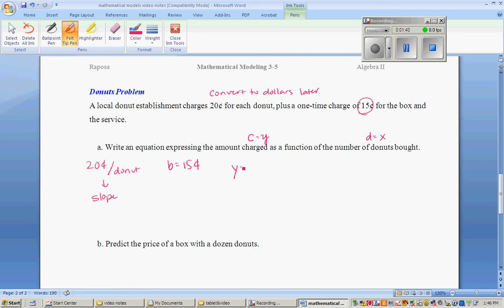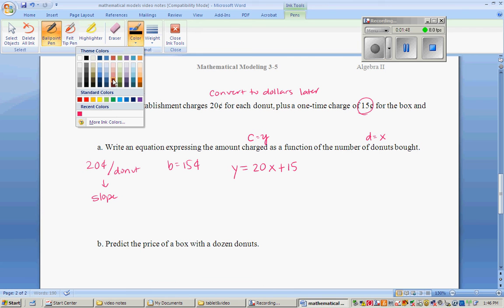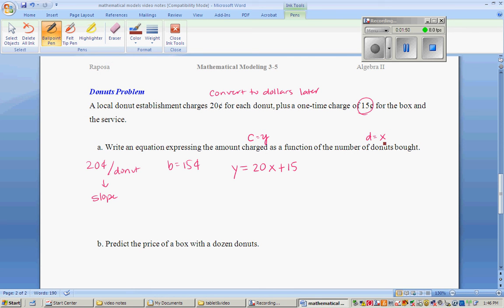So let's just fill in. We've got y equals mx plus b, where m is 20 and b is 15. And now I'm going to sub in my new variables. So y is C, and x is the number of donuts, D. And now I totally am ready to go. Let's write this giant.